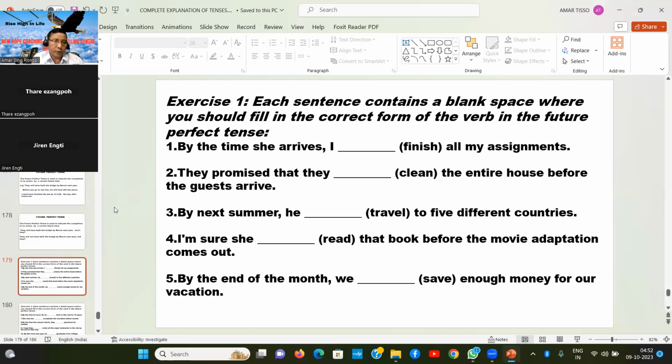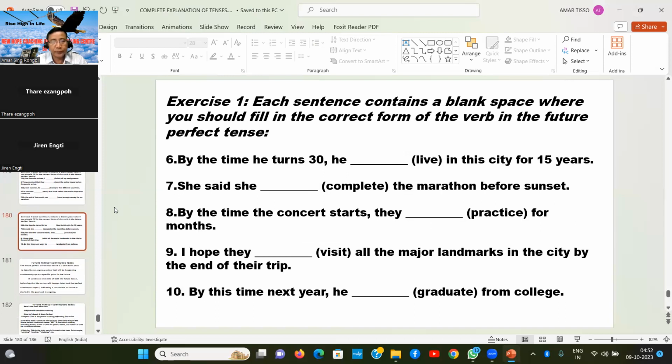Jiren, number five is for you. By the end of the month, we will have saved enough money for our vacation. Yes. By the end of the month, we will have saved enough money for our vacation. Then number six, Sadin. By the time he turns 30, he will have lived in the city for 15 years.